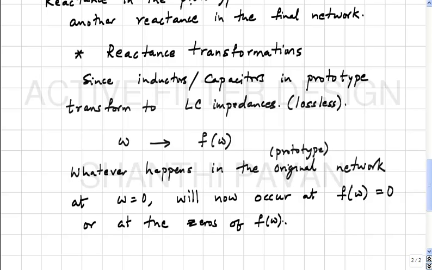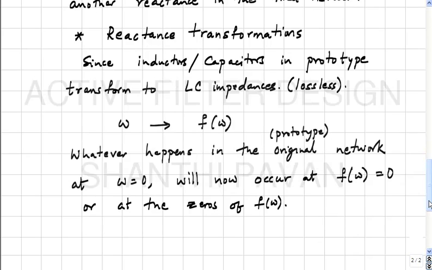Please note that since f of omega is basically coming from a combination of inductors and capacitors, it must follow that it must also be a ratio of polynomials in s/j omega, correct? Since it's a ratio of polynomials, it must have places where it goes to 0 and places where f of omega goes to infinity. Okay, so clearly, whatever happens at omega equal to 0, at DC, in the original network will happen now at frequencies where f of omega goes to 0, and those frequencies are the zeros of f of omega.